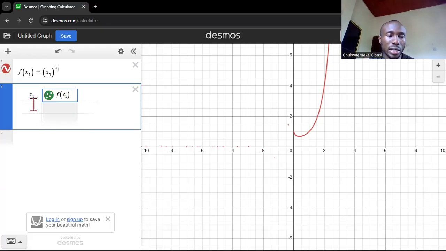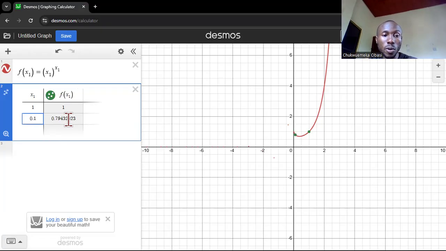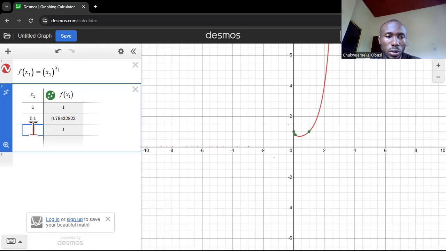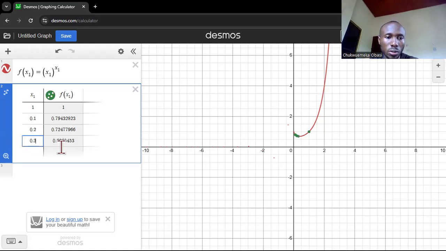So let us go to when x is 1. When x is 1, you see we have 1. That is like 1 to the 1, right? And that is this point. When x is 1, we have 1. So when x is 0.1, what do we have? We have 0.7943. So it's reducing, because we had 1 at the very first stage. Now it's reducing. So let's go to when x is 0.2. You see, it's reducing again. When x is 0.3, you see, it's going to 0.69.